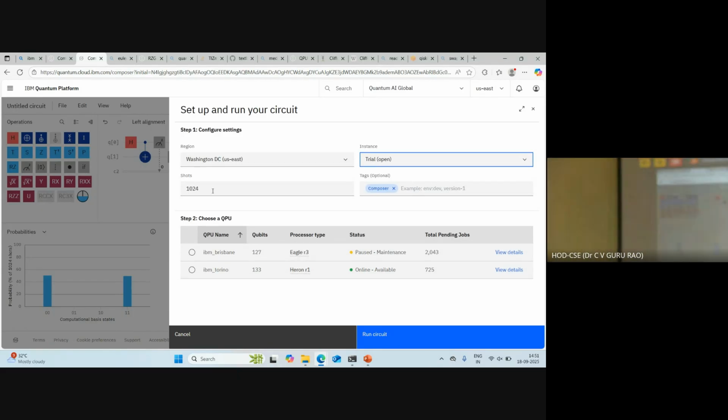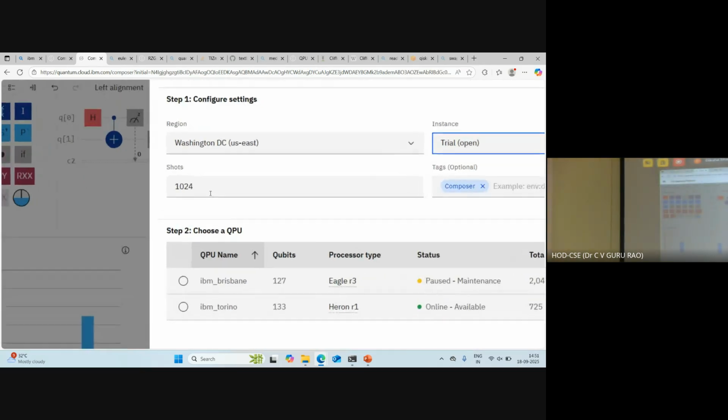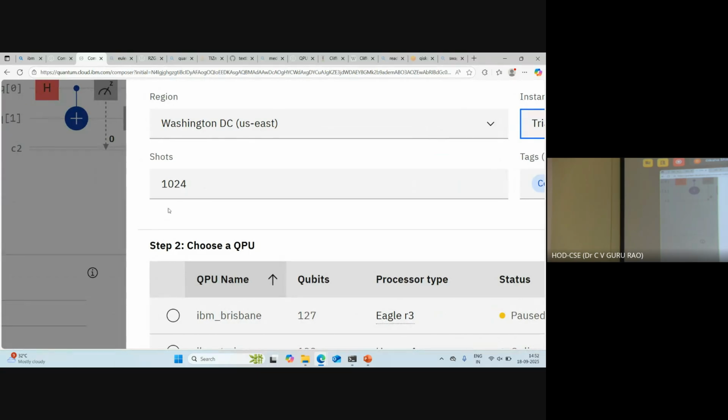Another thing is shots. You can create it, or you can just look into it. I'm just showing you what is happening because I'm also not going to run it. It will take a lot of time. Shots are how many times you want to measure it, because as you know, the IBM quantum systems that we have access to are noisy in nature.